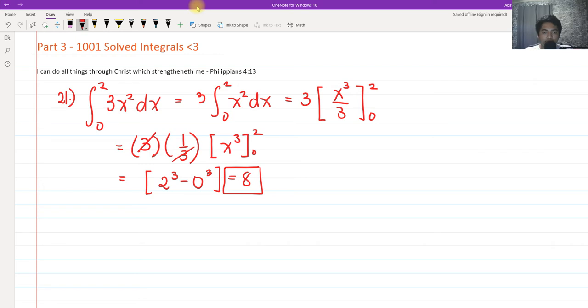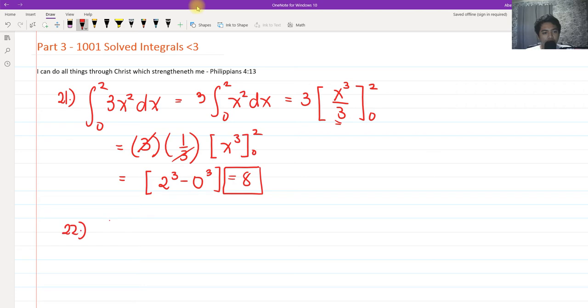So it's better to get rid of the 1/3, because if we evaluate this x cubed all over 3, it would make our computation more complicated. We can always factor it out before we distribute the upper limit and the lower limit.